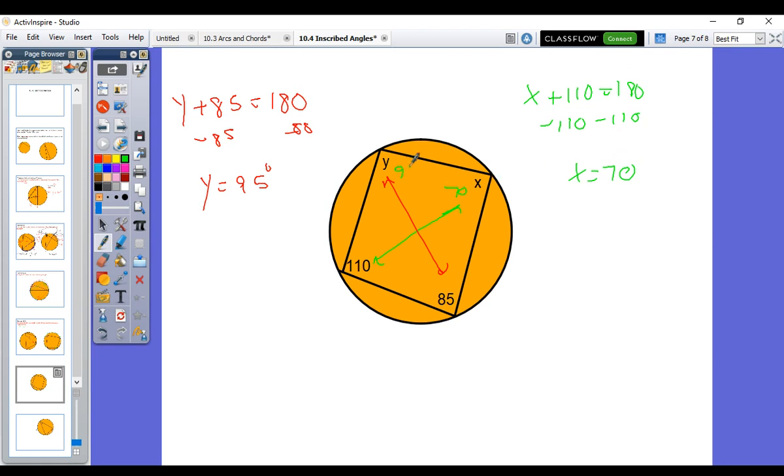This is 70. This is 95. But let's get a little bit fancy: what about the arc of X? The arc of X will follow the legs, endpoint there and endpoint there, from here all the way to here. If the angle is 70, what is the arc? It's double. The angle is half of the arc, so the arc is double the angle. This is 140 degrees right here. You'll be asked that throughout.